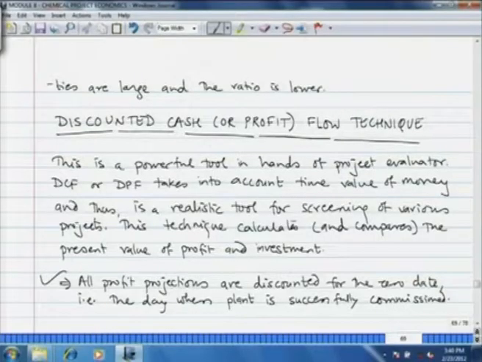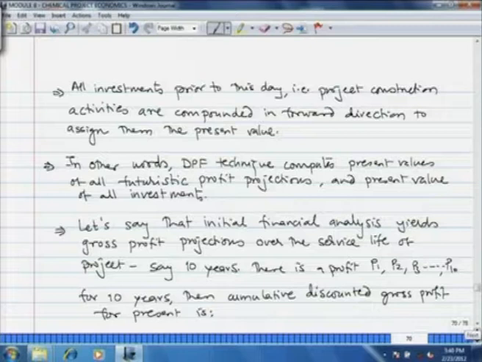All profit projections are discounted to the 0 date, that is, the date when the plant is successfully commissioned, and all investment prior to this day, that is, the project construction activities, are compounded in the forward direction to assign them the present value. Or in other words, the DPF technique computes the present value of all futuristic profit projections and the present value of all investment. Now let us say that the initial financial analysis yields the gross profit projection over the service life of the project, which we assume to be, let us say, 10 years, as P1, P2, P3, P4 up to P10.